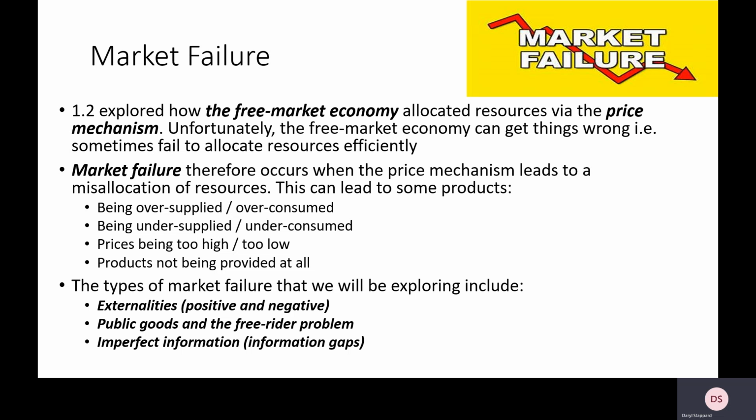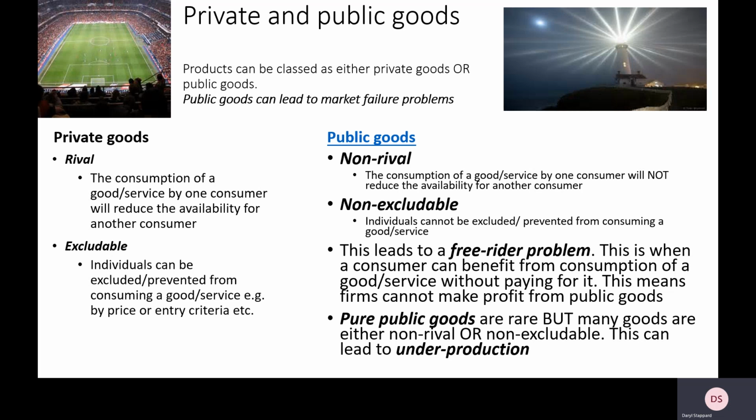In each of these 4 different cases, the price mechanism has not fulfilled its main purpose. In other words, it has not maximised economic welfare. So another way of thinking about a market failure is where the price mechanism is not maximising economic welfare, for one of these 4 different reasons given here. What we will be exploring in this series of videos are 3 main types of market failure: externalities, public goods, and something we call imperfect information. What we're going to be looking at in this video is something that we call public good market failure.